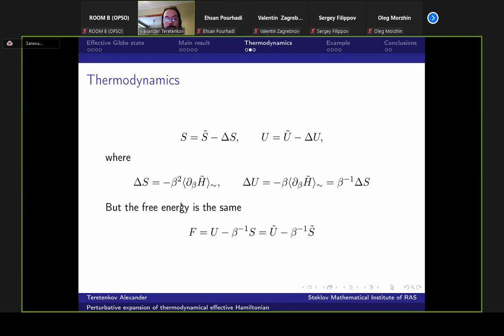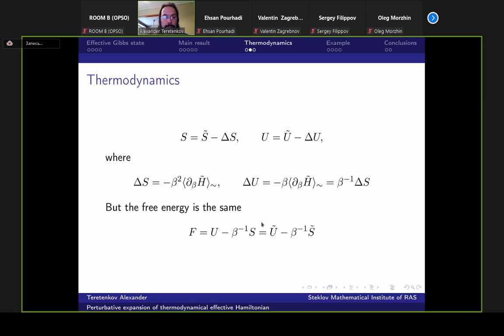Here is an explicit formula for this change of the entropy due to this information loss, and the same formula for the change, actually not change, but the difference between the actual internal energy and some effective internal energy that we think the system has based on our restricted experimental setup.